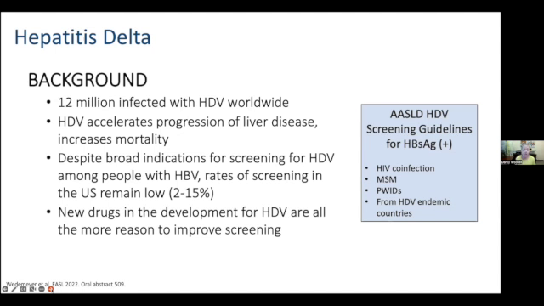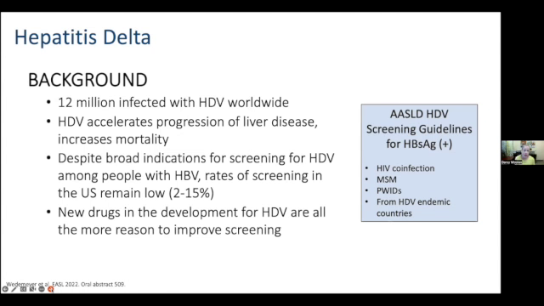We do a really bad job of screening for hepatitis delta among our patients with hepatitis B. I've put in the box on the right the AASLD guidelines for which patients with hepatitis B should be screened for delta, but the European guidelines actually say that everybody with hepatitis B should be screened for hepatitis delta. So regardless, of patients meeting indications for screening in the US for delta, how many actually get screened? It's like 2 to 15%.